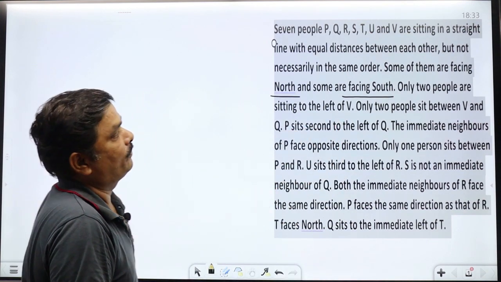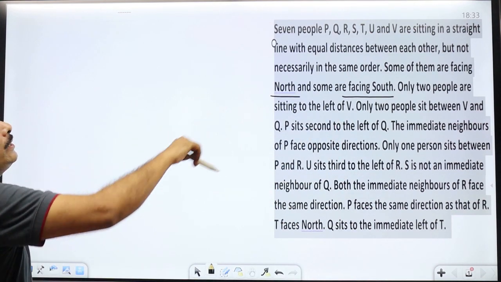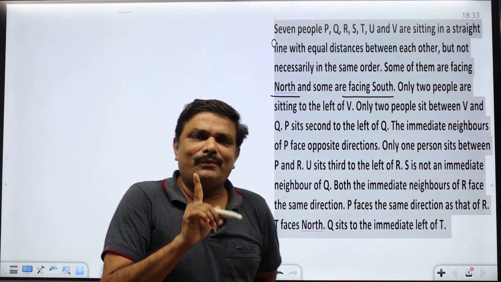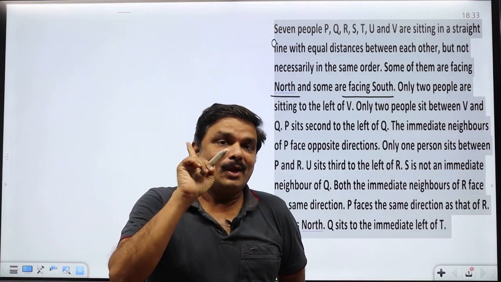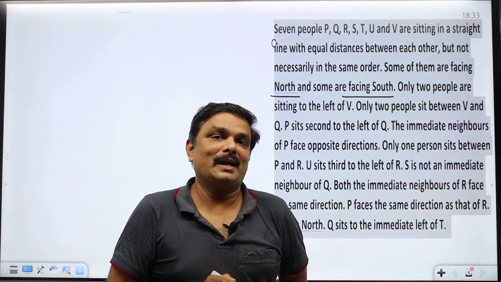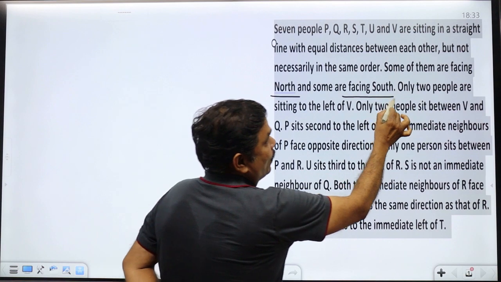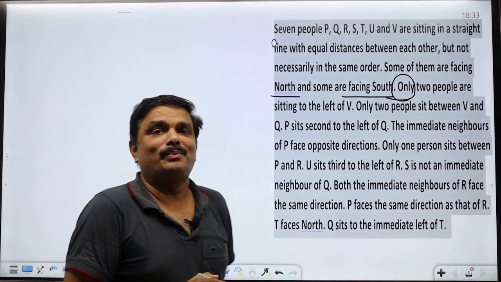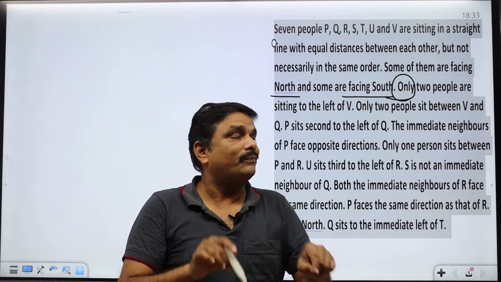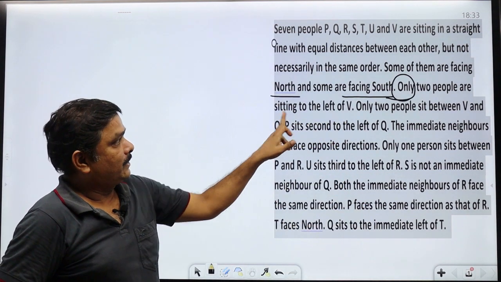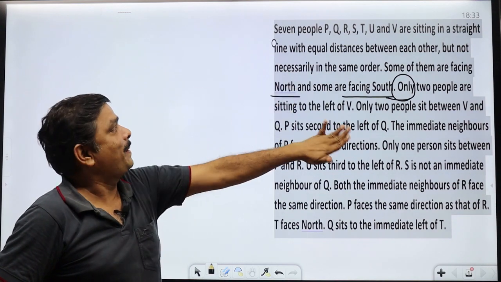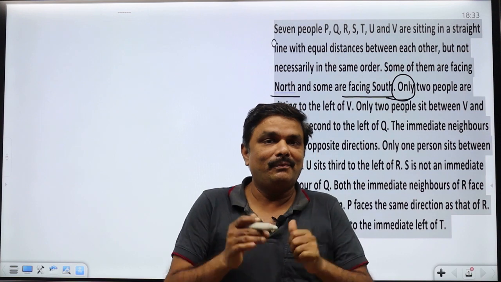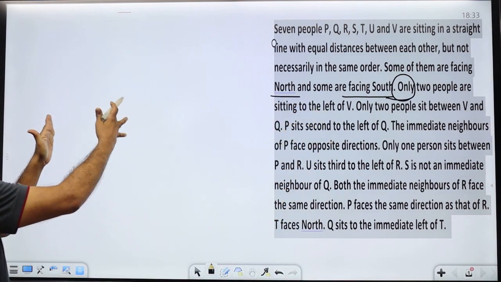Now take the first information, students. Only 2 people are sitting to the left of V. Here a very important keyword is there in that sentence: 'only'. It plays a vital role in many puzzles and seating arrangement questions. There is a big difference between '2 people are sitting to the left of V' and 'only 2 people are sitting to the left of V'.